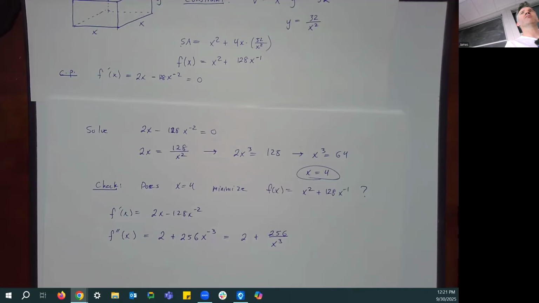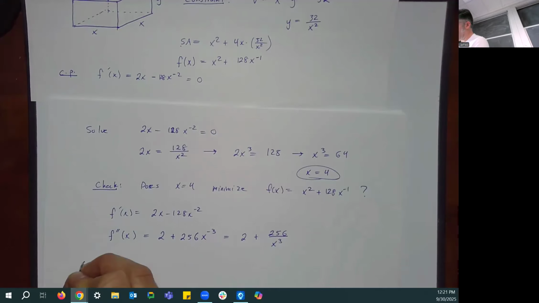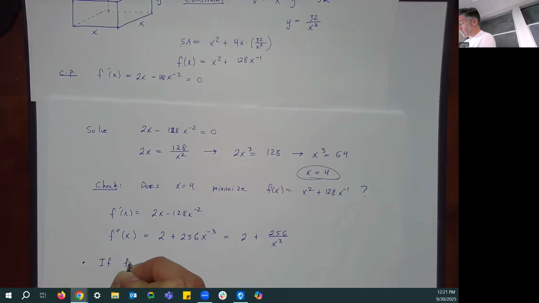Oh, good question. First derivative is positive, the slope is positive, meaning the function is getting larger. It's an increasing function. So, quick aside here, if the first derivative is positive, then we know that the function itself is increasing. And similarly, if the first derivative is negative, then we know that the function is decreasing.